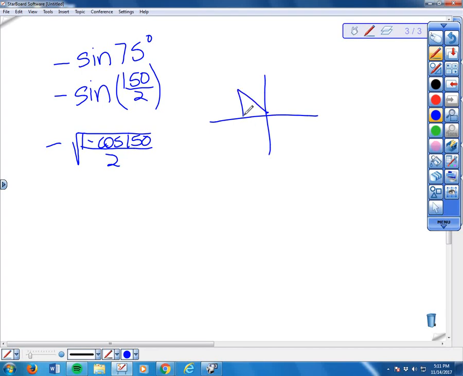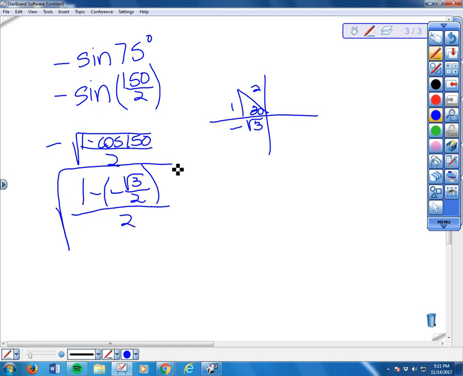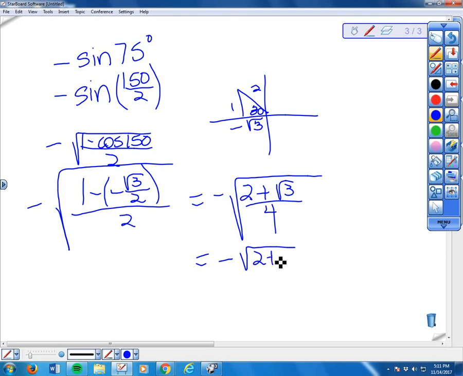Cosine of 150 is here, and the reference angle is 30 degrees. Cosine's negative square root of 3 over 2, so I have 1 minus negative square root of 3 over 2, over 2, and it's the square root of this whole thing with a negative in front. So this is equal to negative the square root of 2 plus the square root of 3 all over 4, which is negative the square root of 2 plus the square root of 3 all over 2. And that's the answer.